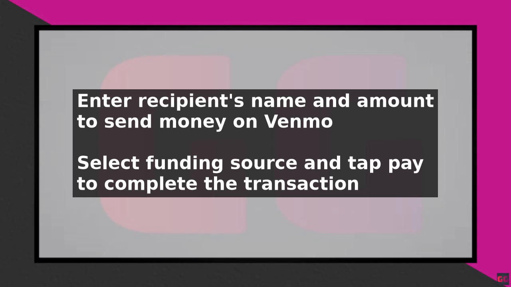To receive money, the sender needs to have your Venmo username, email address, or phone number. When someone sends you money, you will receive a notification and the money will be added to your Venmo balance. You can then transfer the money to your bank account or use it to make purchases.